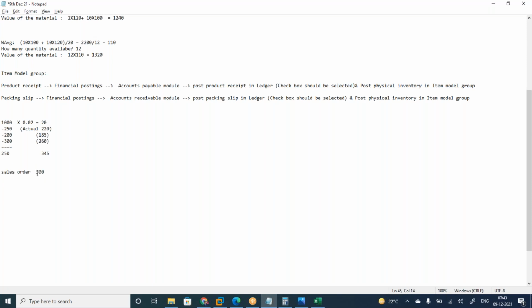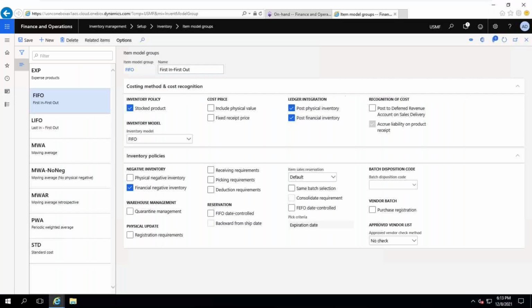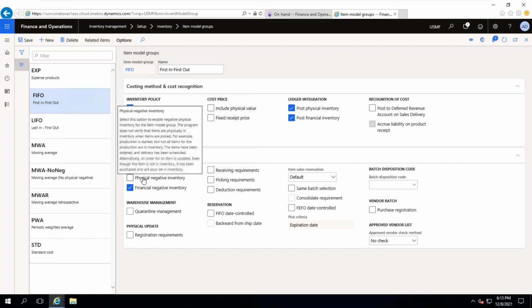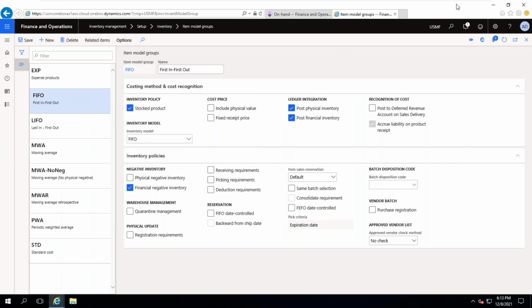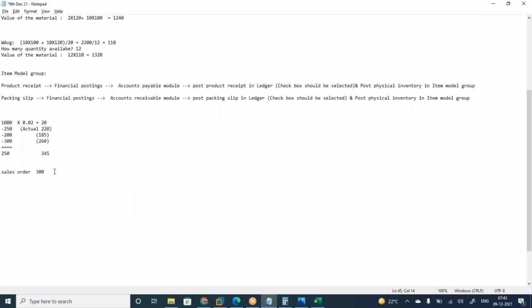Now in the system I will enable this checkbox, physical negative inventory, so that it will update in the system. Available stock will be minus 50. It will show minus 50 in the system, but in reality I still have 45 quantity. This can be rectified later, but now my first priority is selling the material to the customer. Agree?